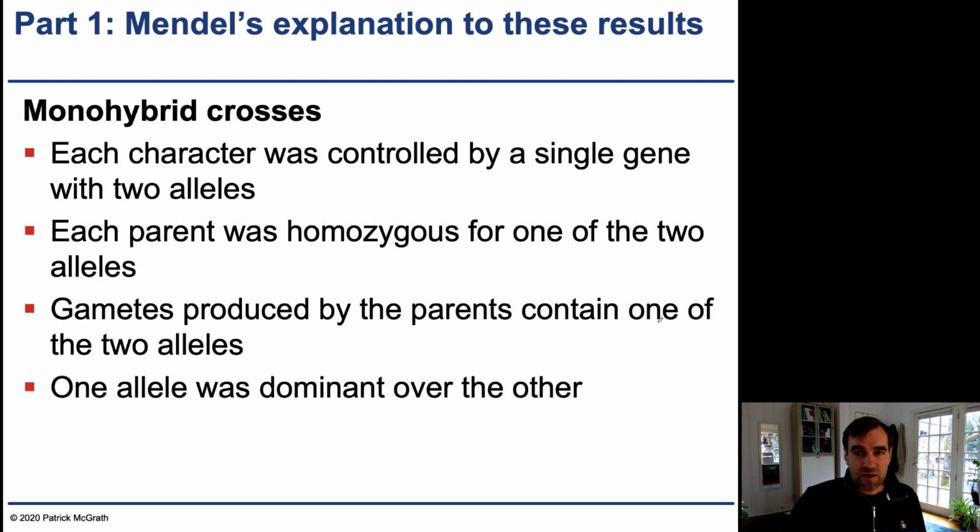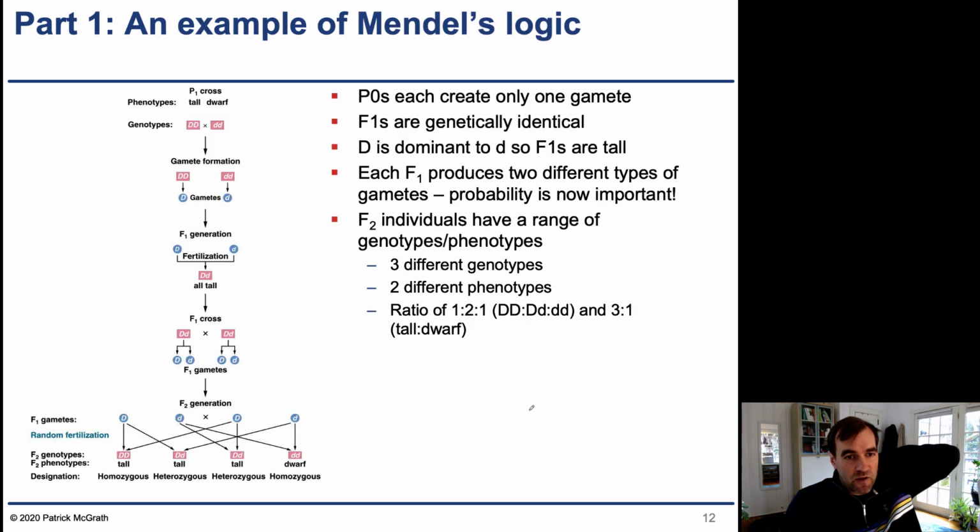So how did Mendel explain these results? He explained these results by saying that each character was controlled by a single gene, and each one of these genes had 2 alleles. Each parent was homozygous for one of the 2 alleles, and the gametes produced by the parents contained one of the 2 alleles. And then finally, one allele was dominant over the other. So how does this make sense?